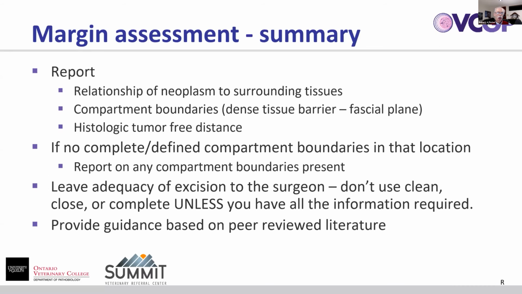So what have we dealt with? It's important that the pathology report indicates the relationship of neoplasm to surrounding tissues. Is it invasive? Is it not invasive? Does it have compressed collagen or a capsule or not? What are the compartment boundaries, and if appropriate, which dense tissue barrier is there, and what's the relationship of the neoplasm to that fascial plane? And what is the histologic tumor-free distance?